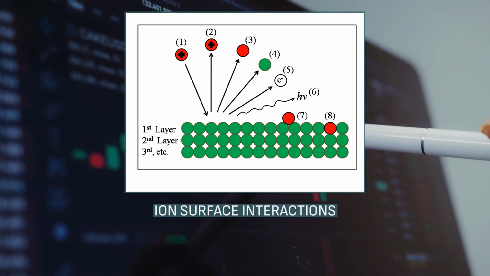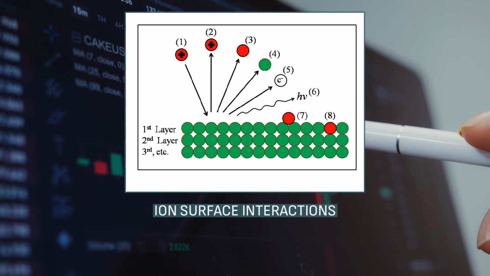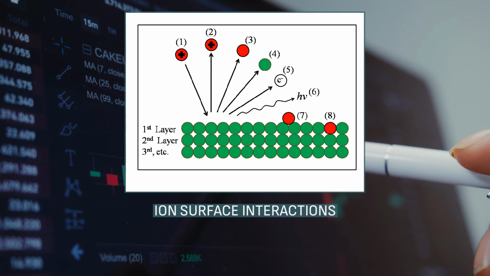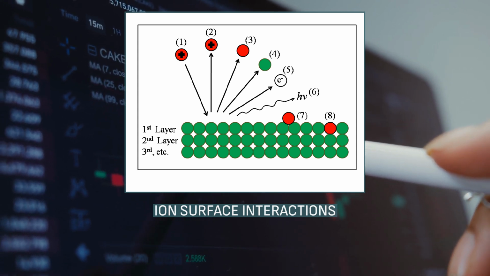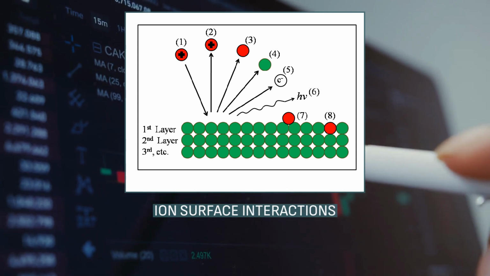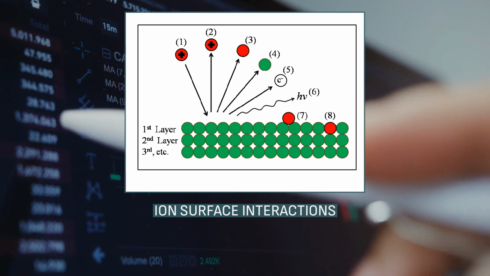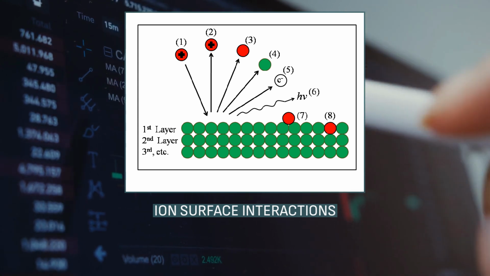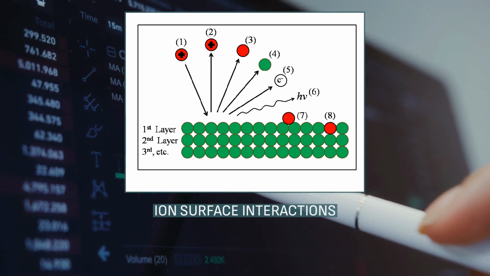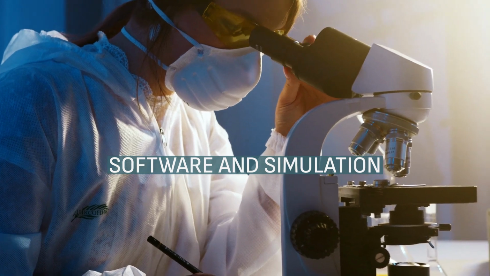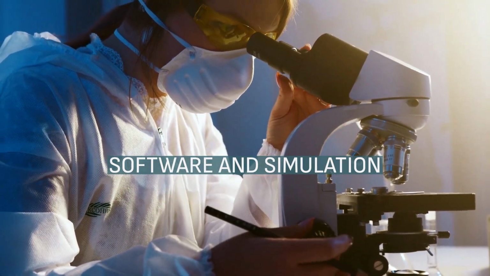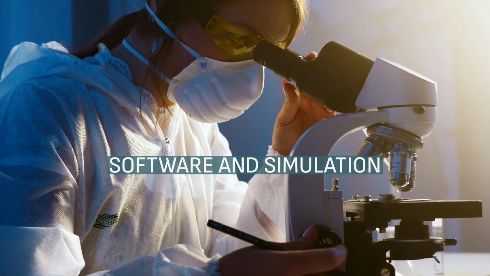Hence, a combination of two or more ion beam-based techniques can overcome the limitations of each individual method and provide complementary information about the sample. An iterative and self-consistent analysis also enhances the accuracy of the information that can be obtained from each independent measurement. In the following segment, we'll be examining software and simulation in greater detail.